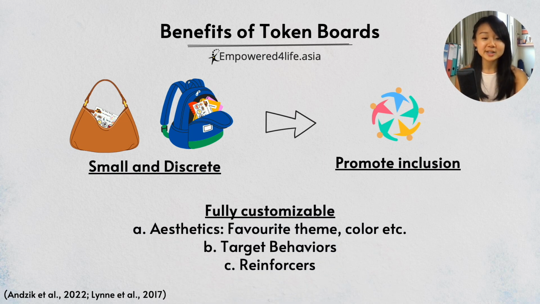Secondly, they are fully customizable. Like what I've mentioned just now, you can customize to their favorite theme, to their favorite color, even chicken nuggets, McDonald's. And every child has unique behavioral needs. With that in mind, we can target the token board exactly to what they need to work on at that point in time, which is the target behaviors. Lastly is the reinforcers. What motivates your child might not motivate another child, so we can customize to your child's liking, to your child's motivation.